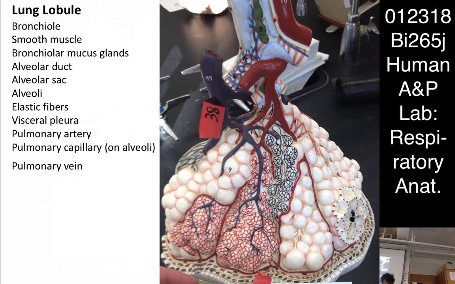There's going to be some visceral pleura right down here. We have the epithelium and the connective tissue right there. So this would be an alveolar sac, an alveolar duct leading into an alveolar sac. Those little bubbles are alveoli. Take some time with that model. It shouldn't take you more than 5 minutes to get that one in your head.